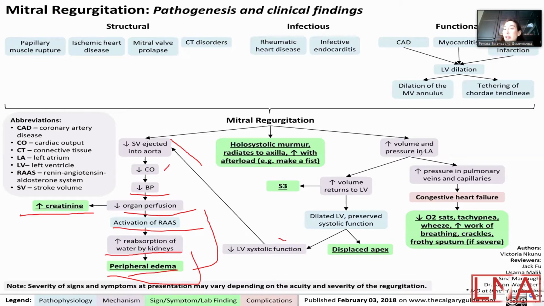Increasing volume and pressure in the left atrium lead to increasing pressure in pulmonary veins and capillaries, leading to stagnation of blood in the pulmonary circulation, leading to development of congestive heart failure in the small circle of circulation. Signs include decreasing saturation. It leads to development of tachypnea, shortness of breath with crackles, increasing work of breathing, crackles, and frothy sputum or foamy sputum in case of development of pulmonary edema.